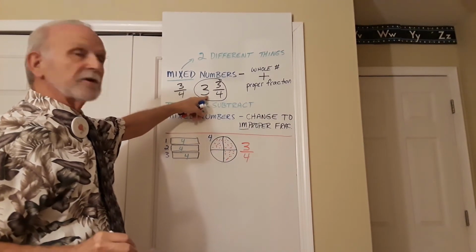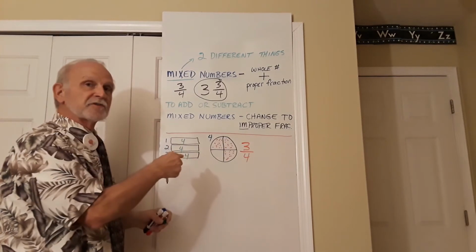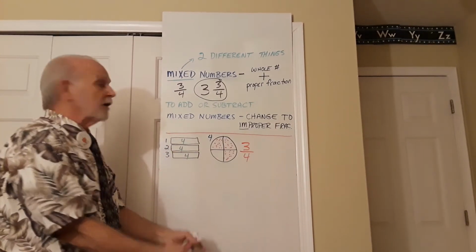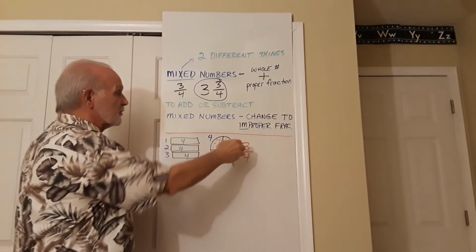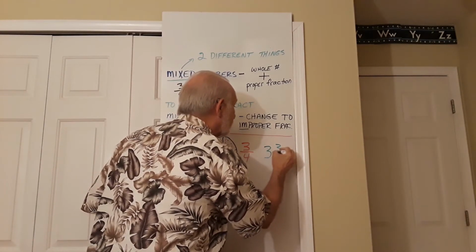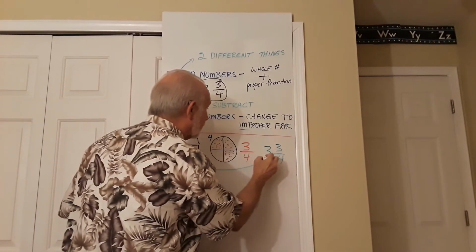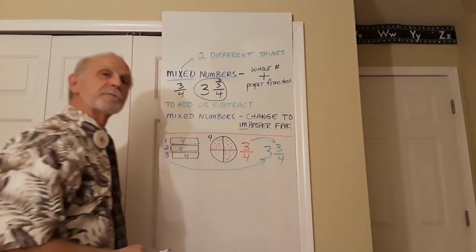What's this 3 signify? These 3 whole pizzas that we haven't even touched. In fact, I set them down, nobody's even touched them yet. But I set this one down and opened it up, and there's only 3/4. So our mixed number is going to have this 3 right here and this 3/4 right here.